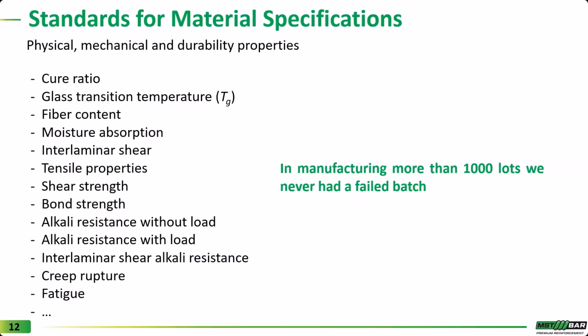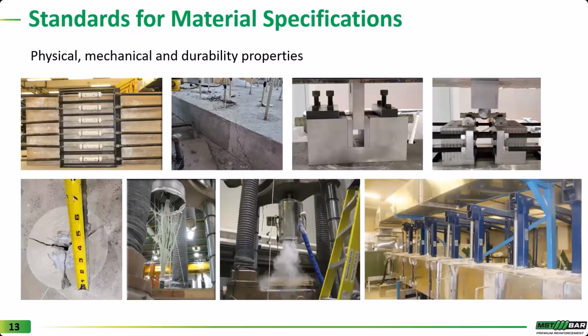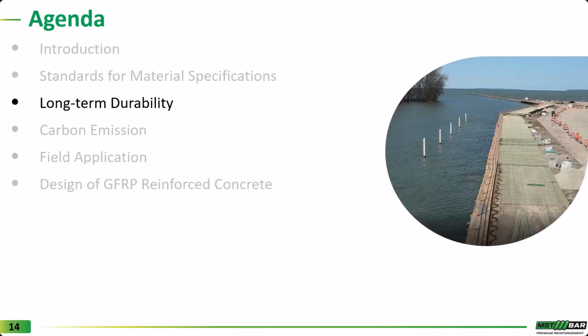Now, what are the requirements of all those standards? Based on those standards, physical, mechanical, and durability properties of GFRP bars need to be checked through third-party testing. There is a long list of testing that the manufacturer needs to perform. You see here in this slide the names of a few of those tests, and many of those tests that you see in this slide we actually perform on a daily basis in our plant in order to ensure that our rebar continues to meet the requirements of those standards. You see a few pictures of some of the tests that we have done as a part of all the quality control and quality assurance at MST bar.